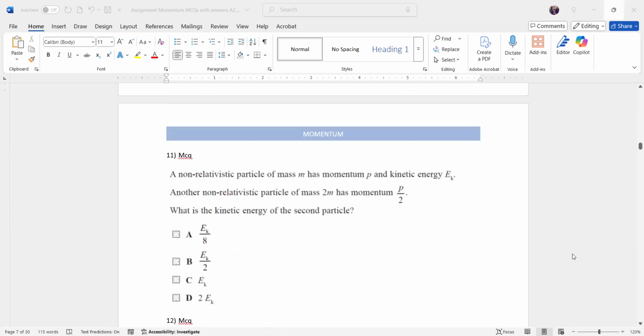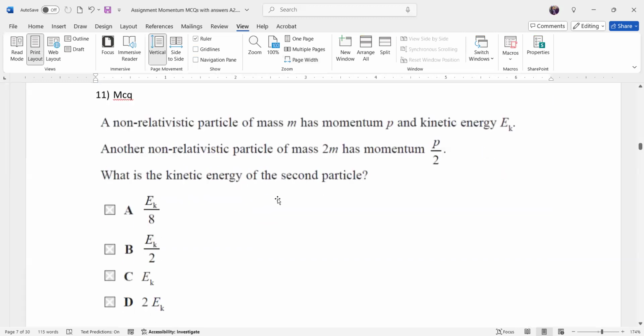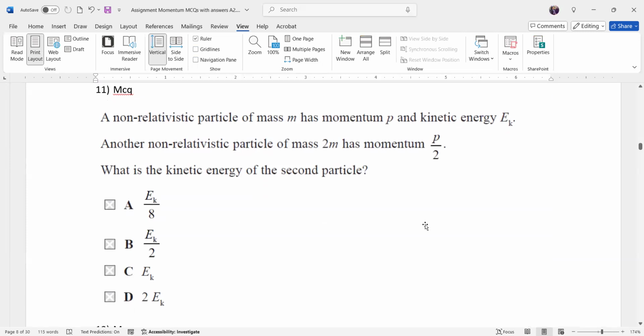Next question. When we say non-relativistic particle, you will learn this in particle physics: when a particle tends to move close to the speed of light, its mass does not remain constant, and we call that a relativistic effect. So when we say non-relativistic particle, it means that when it is moving, its mass does not change. Usually, when a particle moves close to the speed of light, its mass does change.